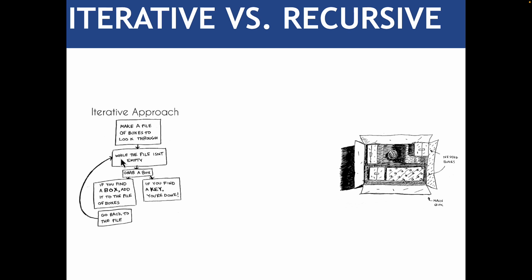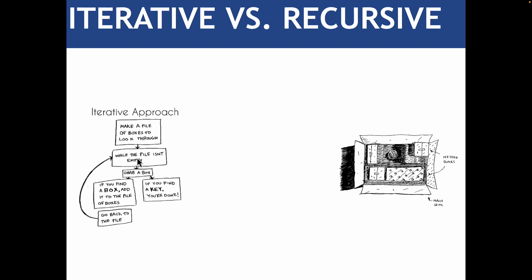And also in recursion, usually, in some cases, we don't know the number of iterations. So while the pile isn't empty, we take a box. If you find a box inside the box, then add it to the pile of boxes and go back to the pile. Okay, you will do that until if you find the key, you're done. So the stopping condition here is finding the key in the box. You can find it from the first box, second box, multiple boxes. We don't know how many boxes we need to unfold. Okay, here it's like using a while loop.